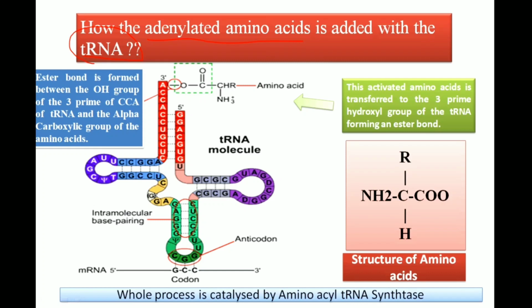Before knowing the mechanism, we should know the structure of an amino acid. You see here, the amino acid consists of an R group, which varies according to the different amino acids. It also contains the NH2 group and a carboxylic group, also a hydrogen, and in between them there is a carbon.